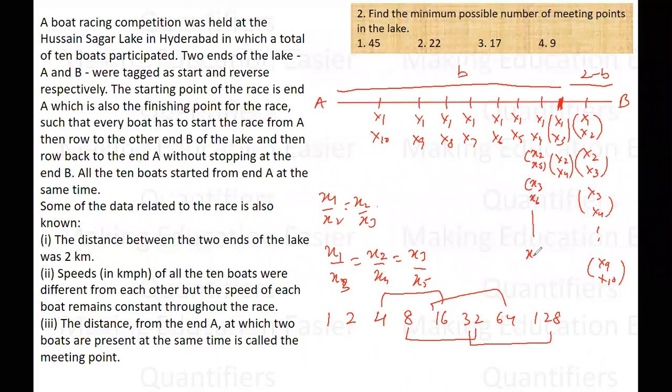The last one will be x7 and x10. So basically if I continue this, the last will be x8 and x10, right? So that is very much possible. We can superimpose the meeting points of the other boards on these 9 points. So the answer to this question is 9, that there would be 9 meeting points on the minimum side.